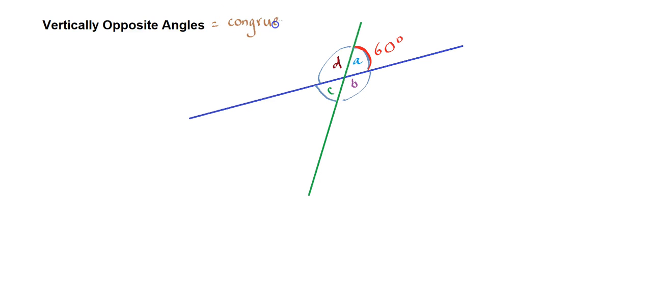Now these angles are not only vertically opposite, they are also congruent. Congruent means the same, or the same size. So if angle A is 60 degrees and angle C is opposite it and it is congruent, it also must be 60 degrees. Great. Then we have a look at angles D and B, and we notice that they are vertically opposite.